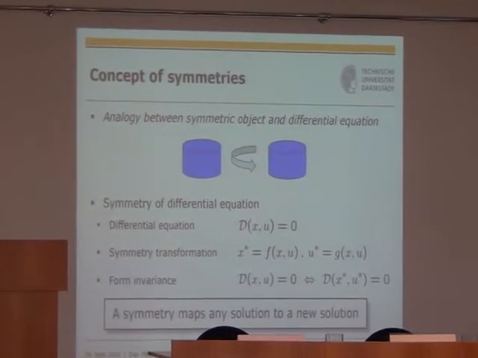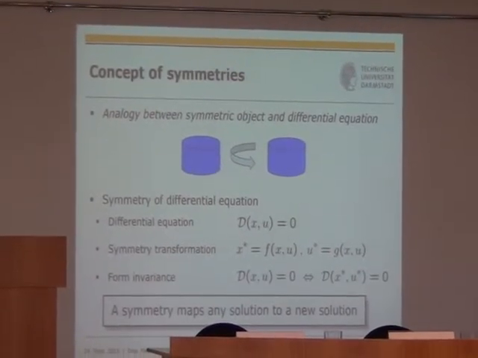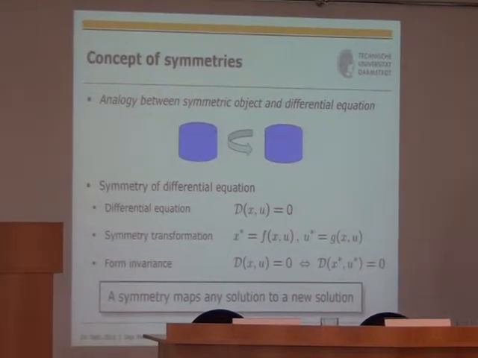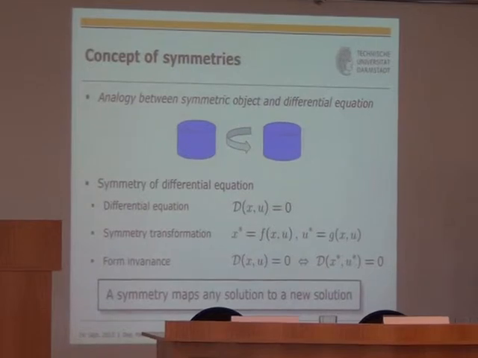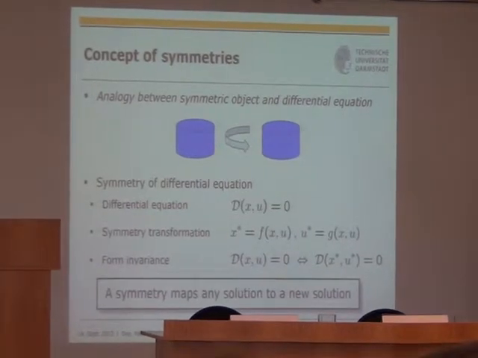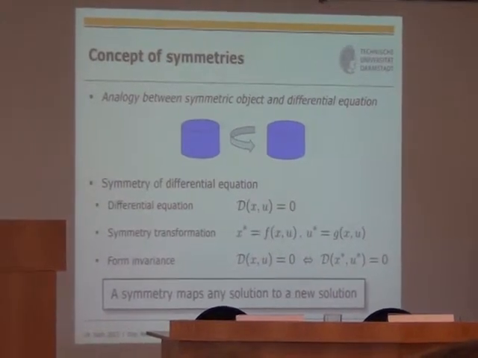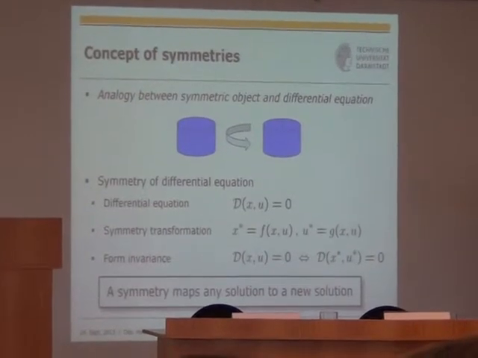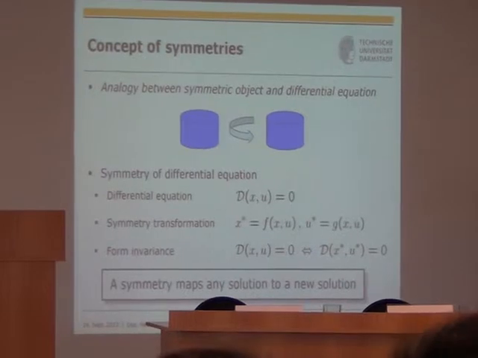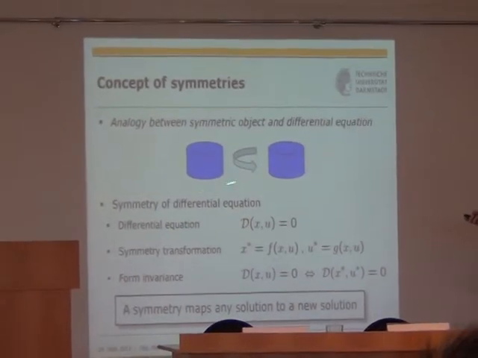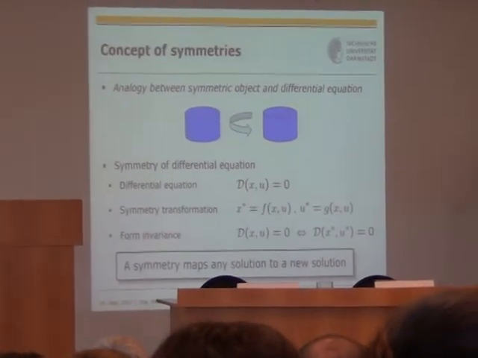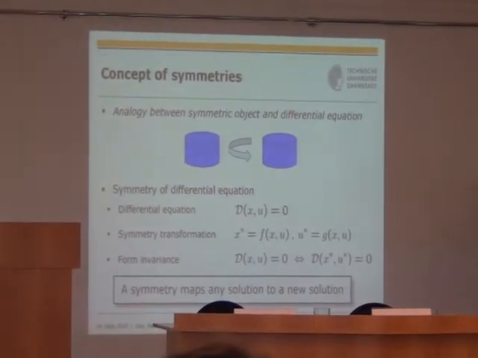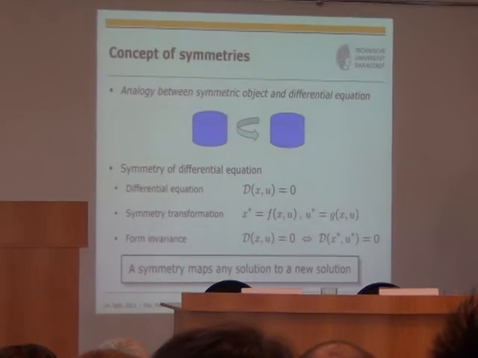Well, let me first explain the concept of a symmetry. When we talk of an everyday object, say this is a symmetric object here, why do we think it's a symmetric object? Because when we rotate it, it looks the same. So we impose an operation on the geometrical object here, maybe the cylinder, but the object itself stays the same. That is what we think a symmetry is in our everyday life.